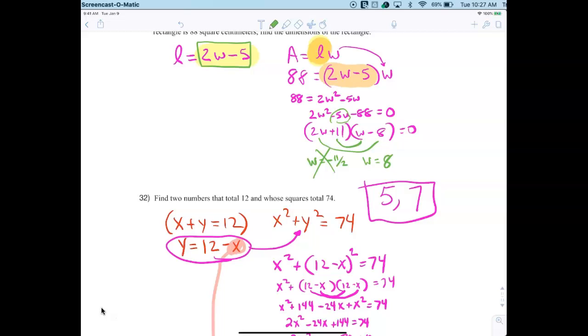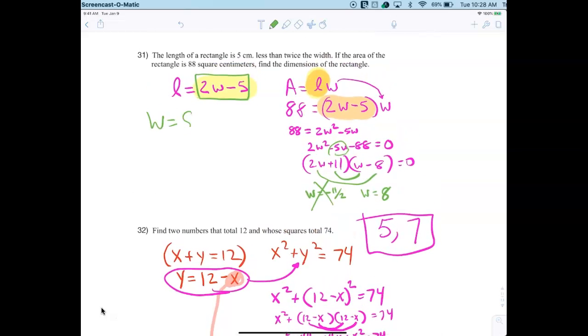11, that's correct. So I want everybody to put down the width is 8 centimeters, and the length would be what? 11 centimeters. Now you're supposed to tell me again if you're not sure where the 11 is coming from. All you're doing is plugging in 8 for W. That's it. All right, any questions with that?